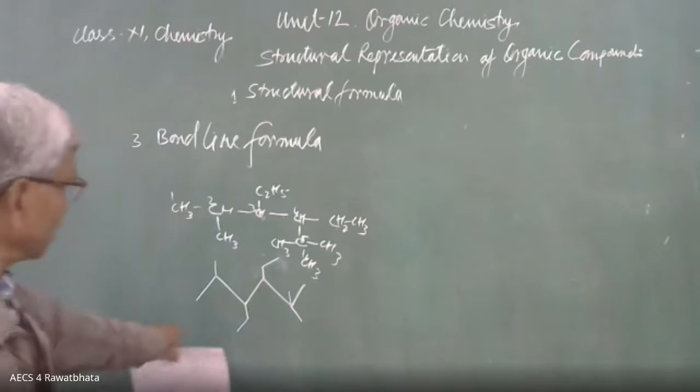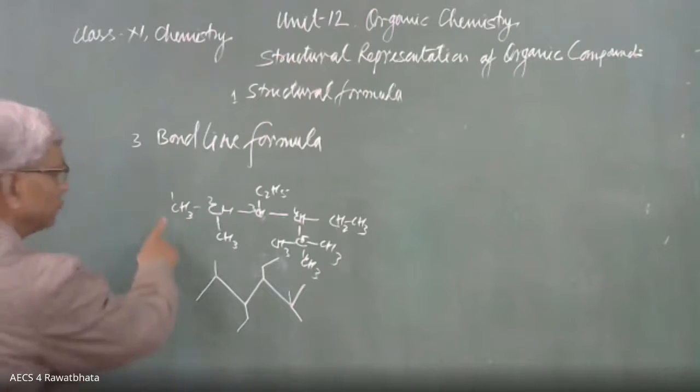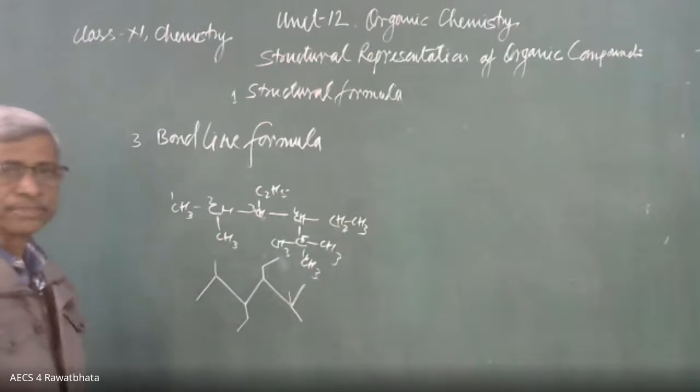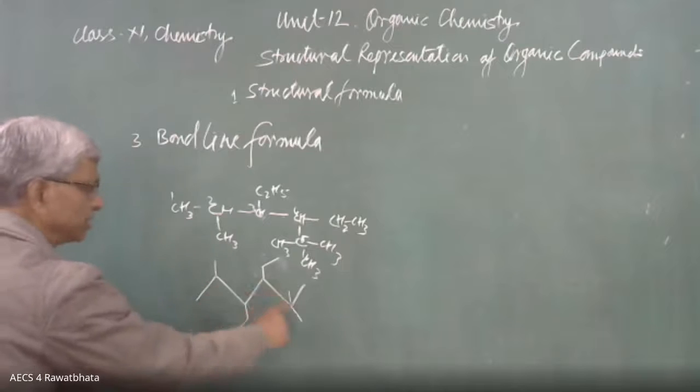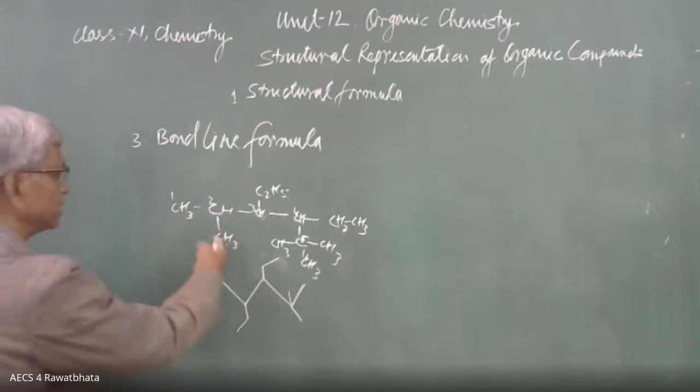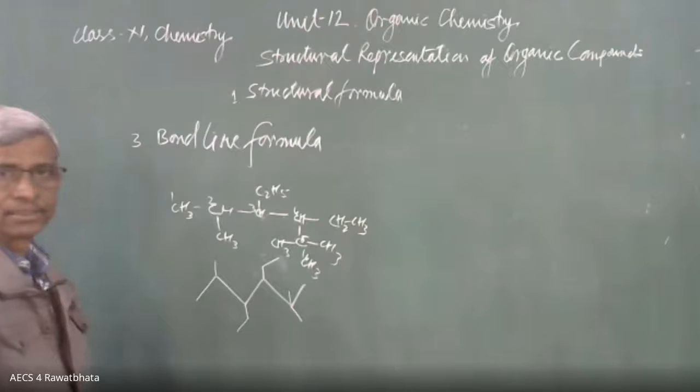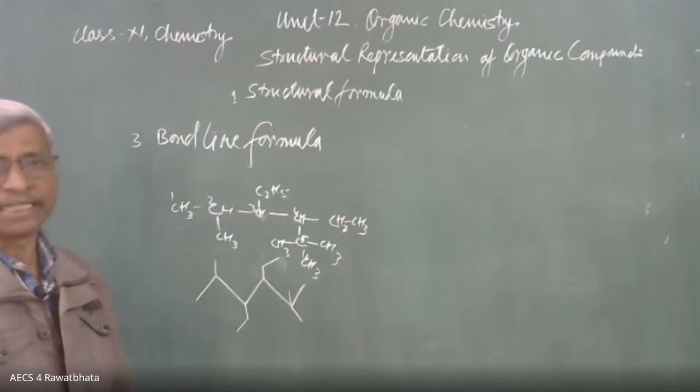Okay, beta, bond line is clear. Simply, we have to decide how many carbon atoms are possible in a chain. Then decide the carbon chain first, and then attach the side chains or any functional group present in that.